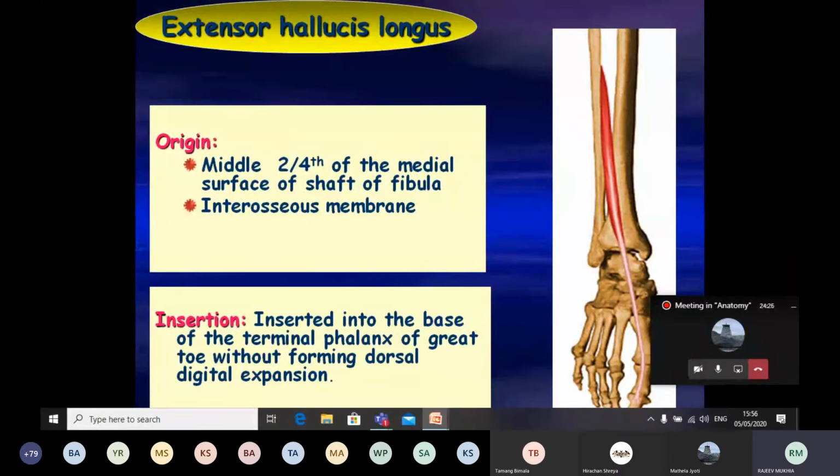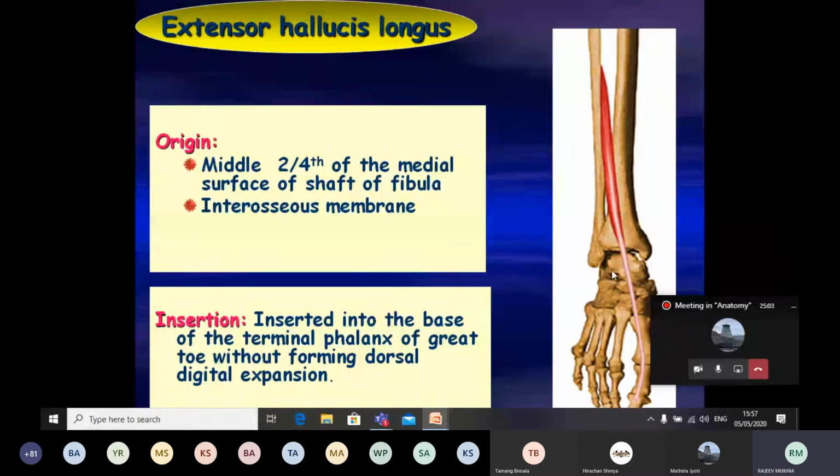Coming to the third muscle present in the anterior compartment, here you can see this muscle. This is the extensor hallucis longus. It takes origin from the middle two-fourths of the medial surface of the shaft of the fibula, and also the interosseous membrane. The interosseous membrane holds both the interosseous border of the tibia and fibula. So the origin of extensor hallucis longus is from the middle two-fourths of the medial surface of the shaft of the fibula and from the adjoining interosseous membrane.